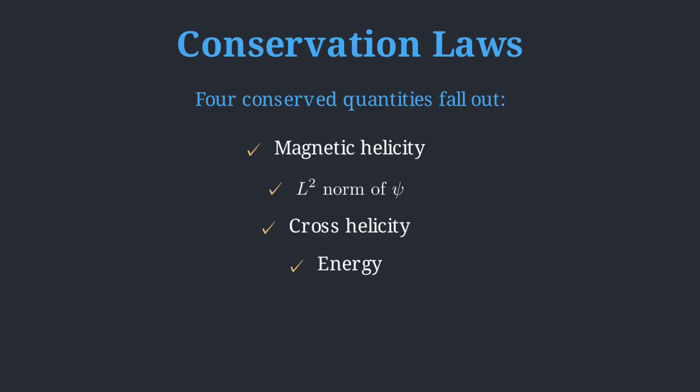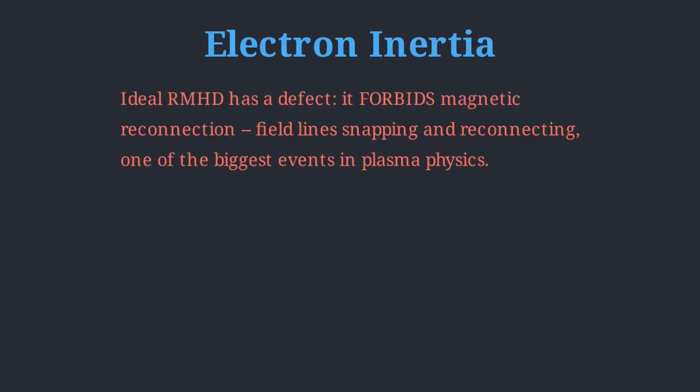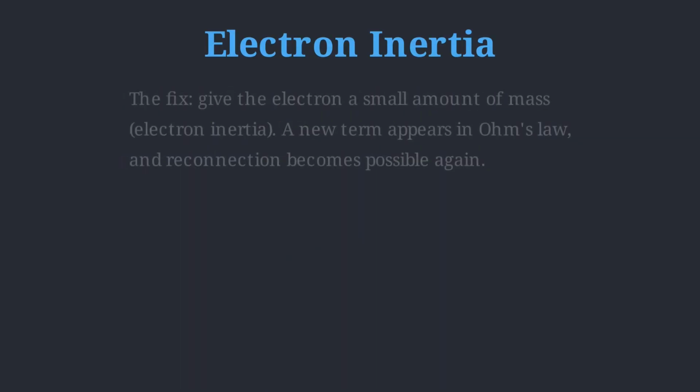Now, the L-squared norm of psi is something that is new from our formal Lagrangian. Within our current RMHD model, it has a defect. It does not include magnetic reconnection, when field lines snap and reconnect, which tends to be one of the most important studies in plasma physics.